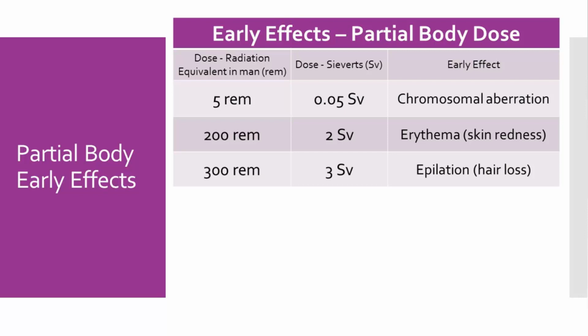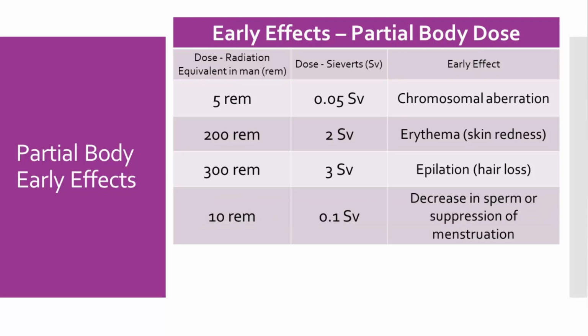When we discuss partial body doses, the gonads fall into that category, and next I would like to review the effects of gonadal dose and the associated thresholds. With a radiation dose of 10 rem or 0.01 sieverts to the gonads, we see early effects in both males and females. For males, the sperm count decreases a few weeks after exposure.